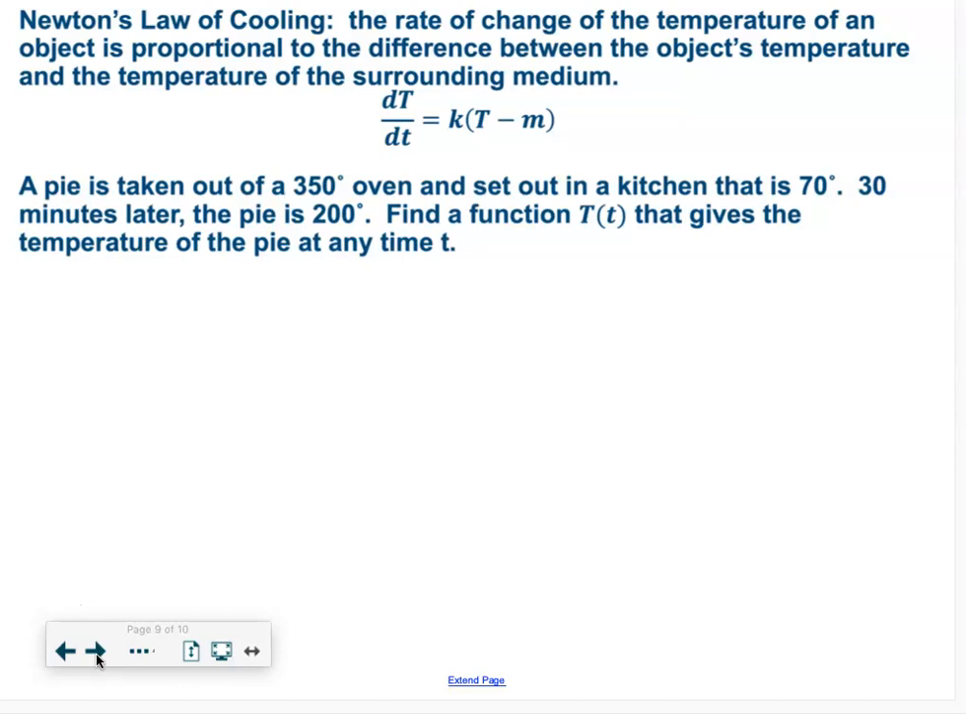Okay. The rate of change of the temperature of an object is proportional to the difference between the object's temperature and the temperature of the surrounding medium. Or in other words, dT/dt equals k times the quantity T minus M. With lots of different t's, big T and little t. There are only 2 variables in this differential equation. There can only be 2 variables. What are the 2 variables?